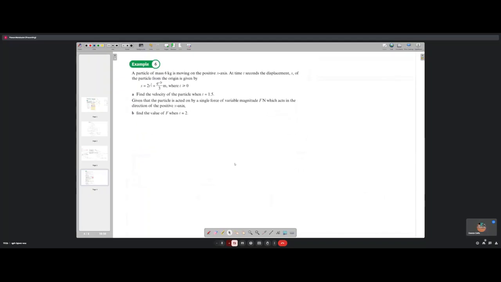So it says here, a particle of mass 6 kg is moving on a positive x-axis. At time t, the displacement of the particle from the origin is given by this expression. And it says find the velocity of the particle when t is equal to 1.5. Notice this is a standard question. You would just find the derivative, right? Just as you would do in chapter 11 of year 1. So notice there's nothing new to be learned here.